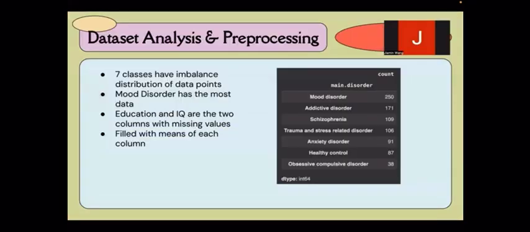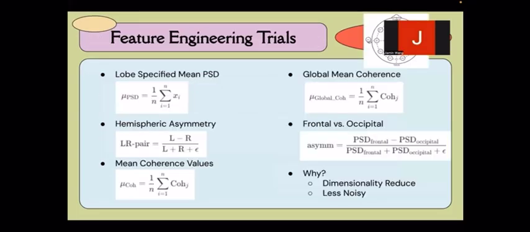So speaking of preprocessing the dataset, we found that all the 7 classes have an imbalanced dataset. They have an imbalanced distribution of data points, and specifically, the mood disorder has the most data. And we also found that the education and IQ columns are the 2 columns with missing values, so we fill them with the means of each column.